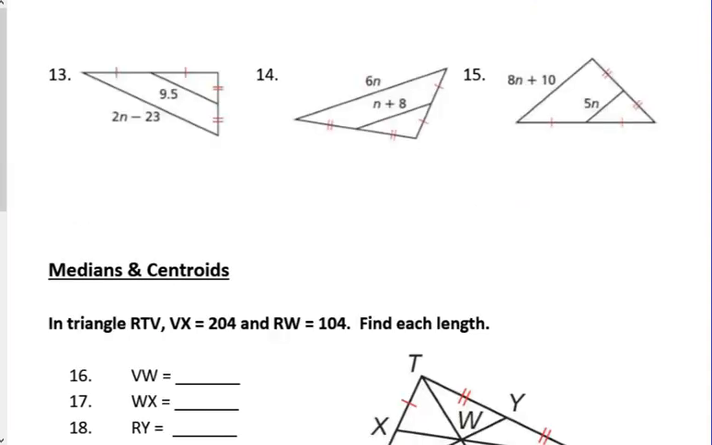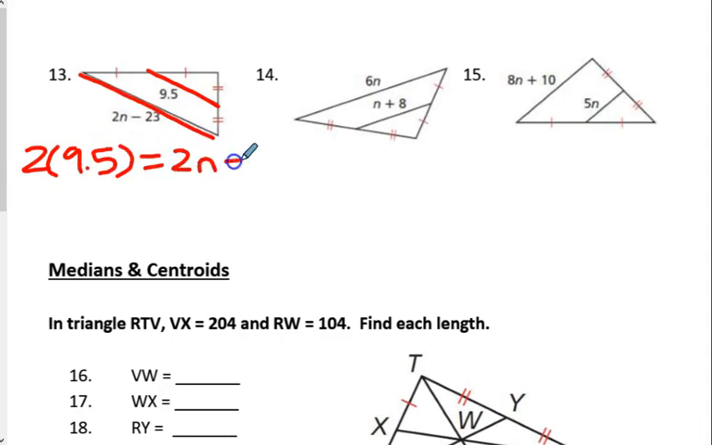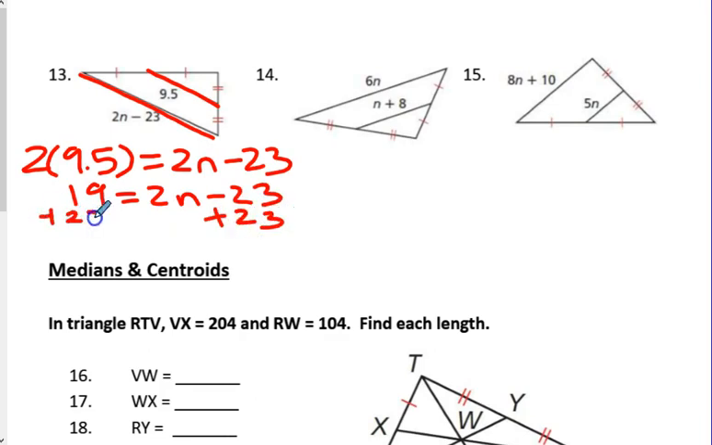Let's move on to the second page. Same idea here. So mid-segment times 2 equals parallel side. 2 times 9.5 equals 2n minus 23. I get 19 equals 2n minus 23. I get rid of my loner on the right side because that's where my n is. I get 42 equals 2n. Divide by 2. And I get n equals 21.